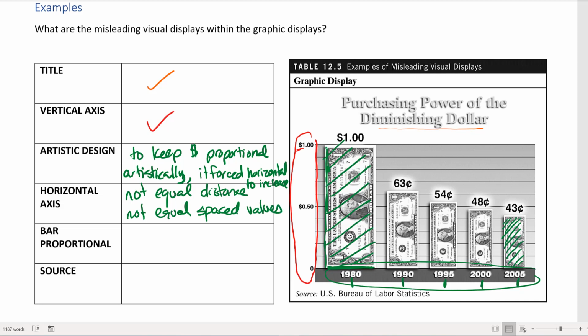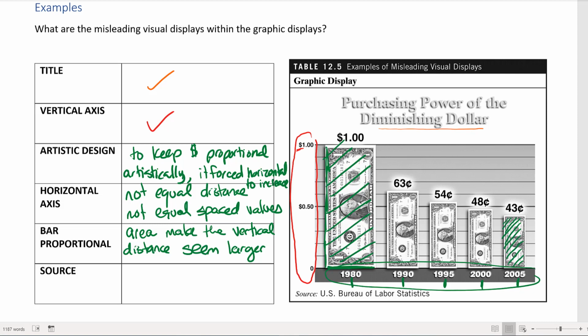So the bar proportionality, we have another problem here because the area of the dollar makes the vertical distance seem larger. The only thing we're really supposed to be looking at is how tall each of these dollars is supposed to be, and it's not. We're making it seem more like how much area it is.